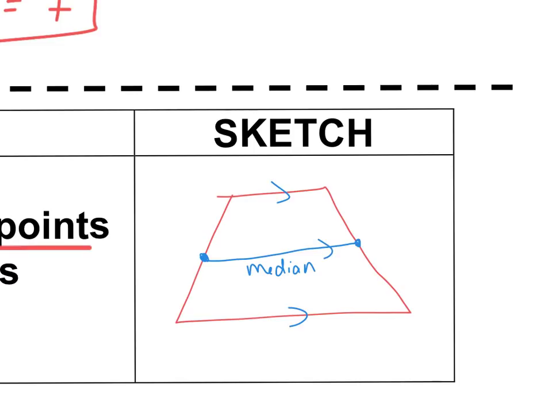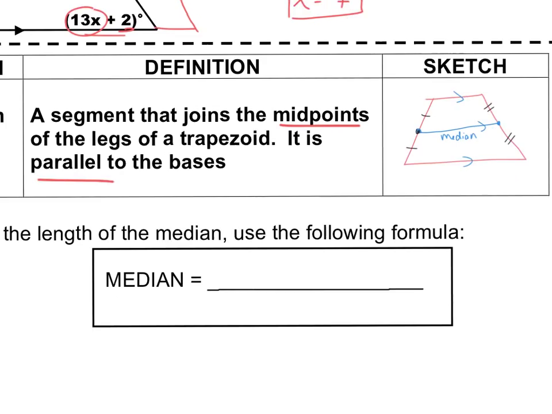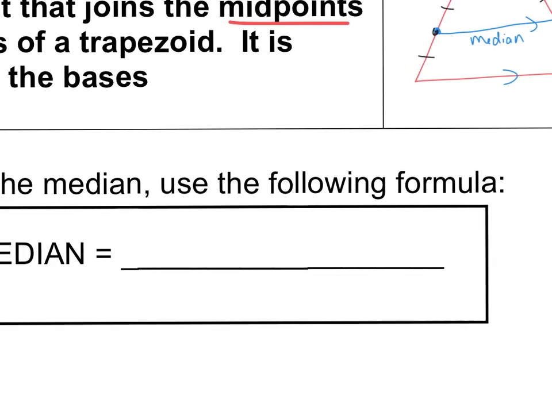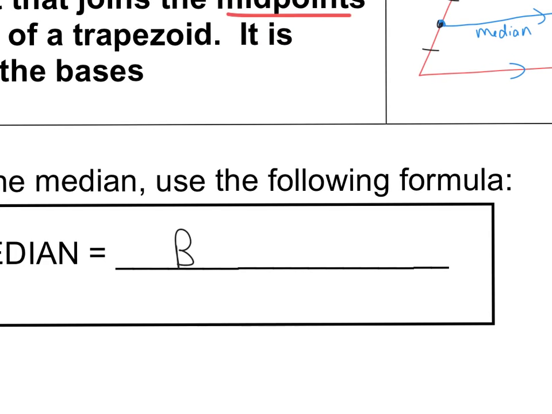And that does something interesting. Since these points are midpoints, that means this segment and that segment are congruent, and these segments are also congruent. So we can find the length of the median using a formula, and it's pretty easy to find. We take one of the bases and add it to the other base, and we divide that by 2. So basically the median is the average of both bases. Let's look at the next.